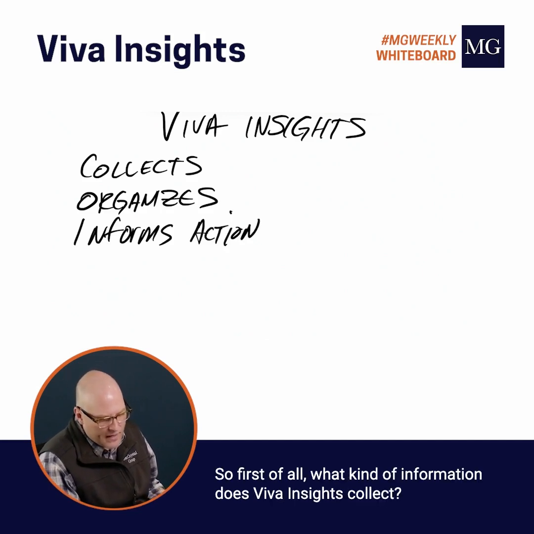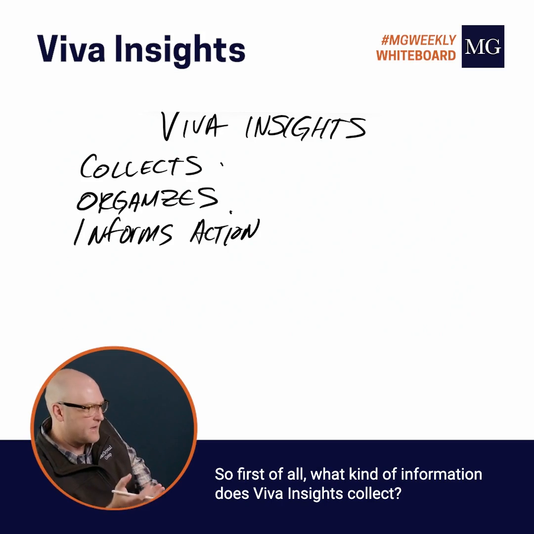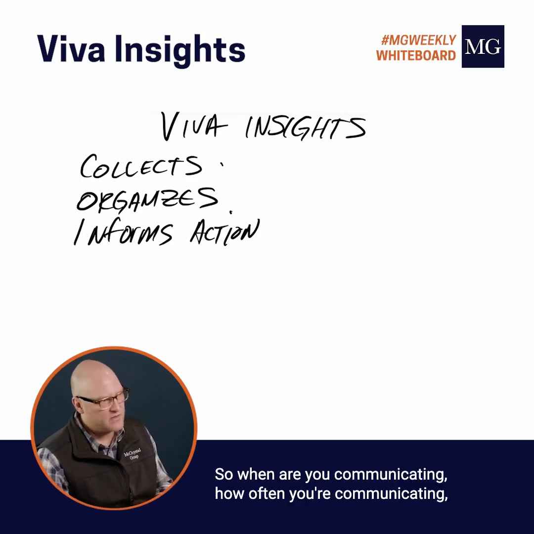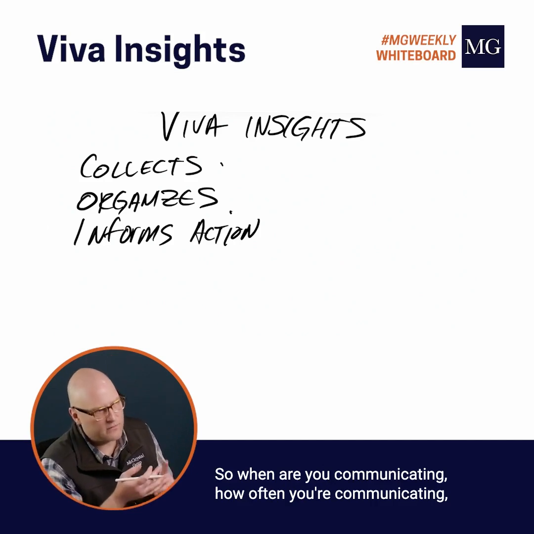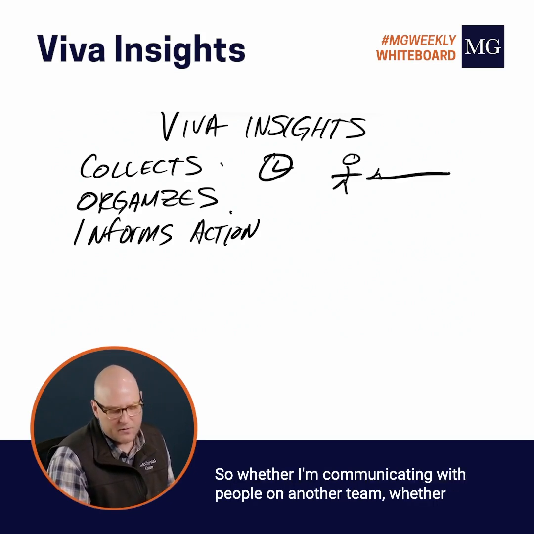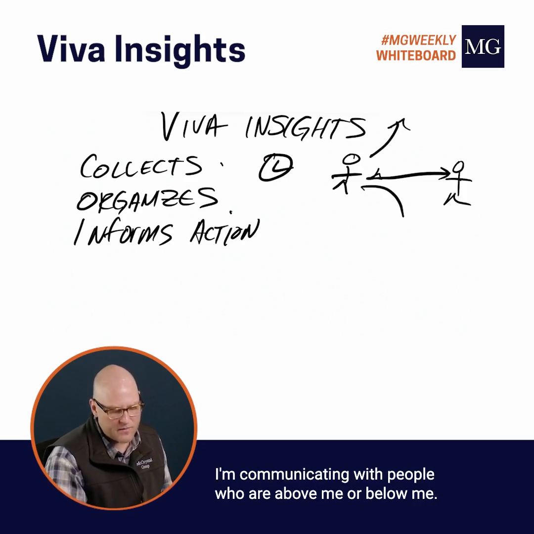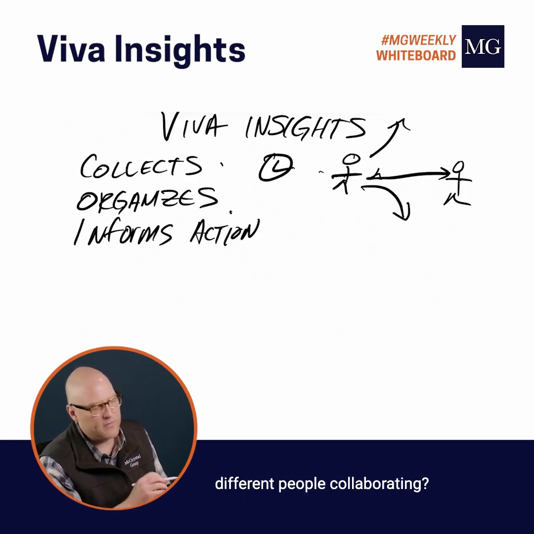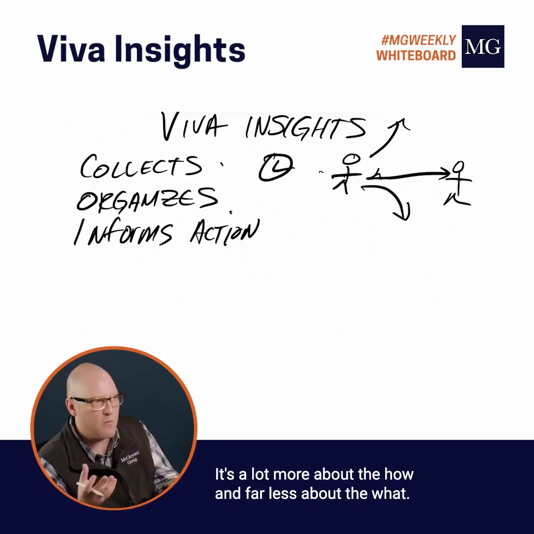So first of all, what kind of information does Viva Insights collect? It collects collaboration passive data signals. So when are you communicating? How often are you communicating? Who are you communicating with? A lot of things that are just sort of your time and your people. So whether I'm communicating with people on another team, whether I'm communicating with people who are above me or below me, effectively, it's just trying to understand how these different people are collaborating. It's a lot more about the how and far less about the what.